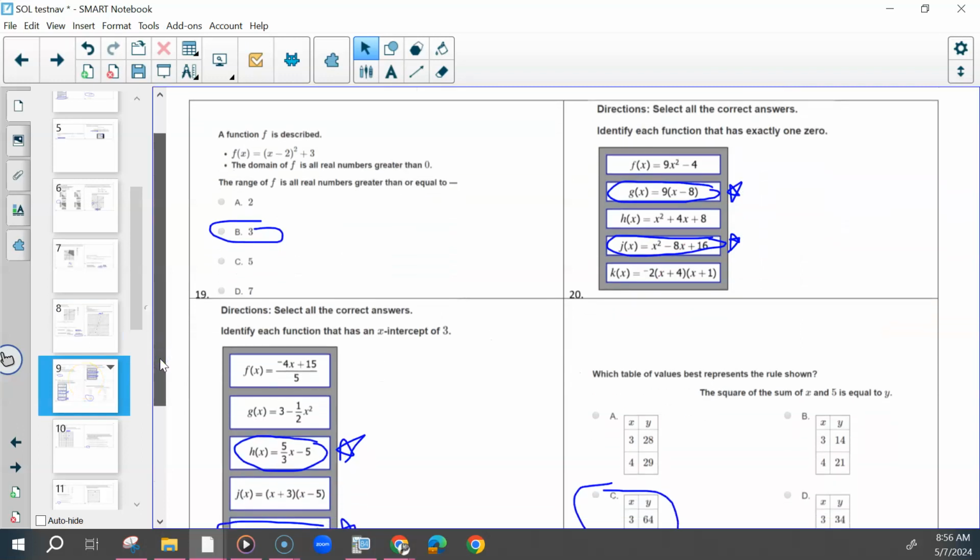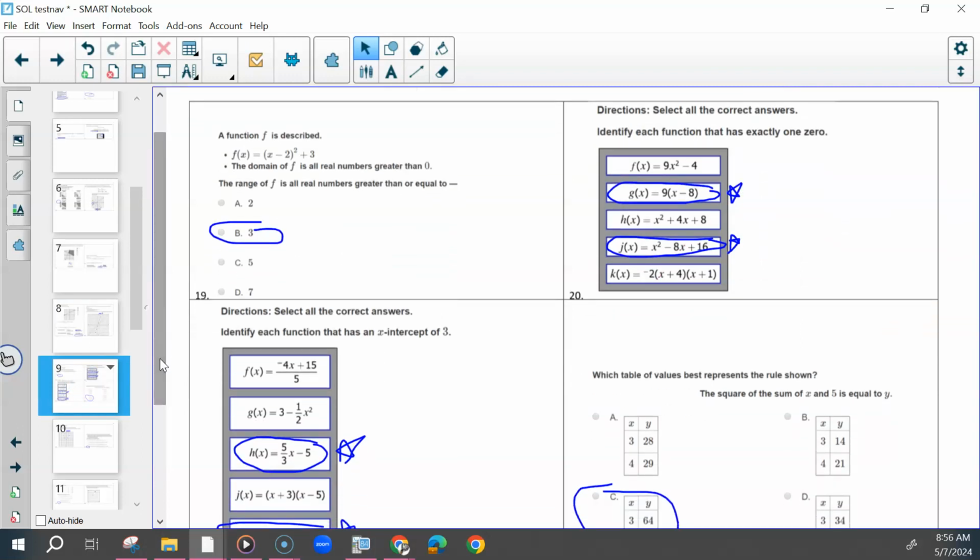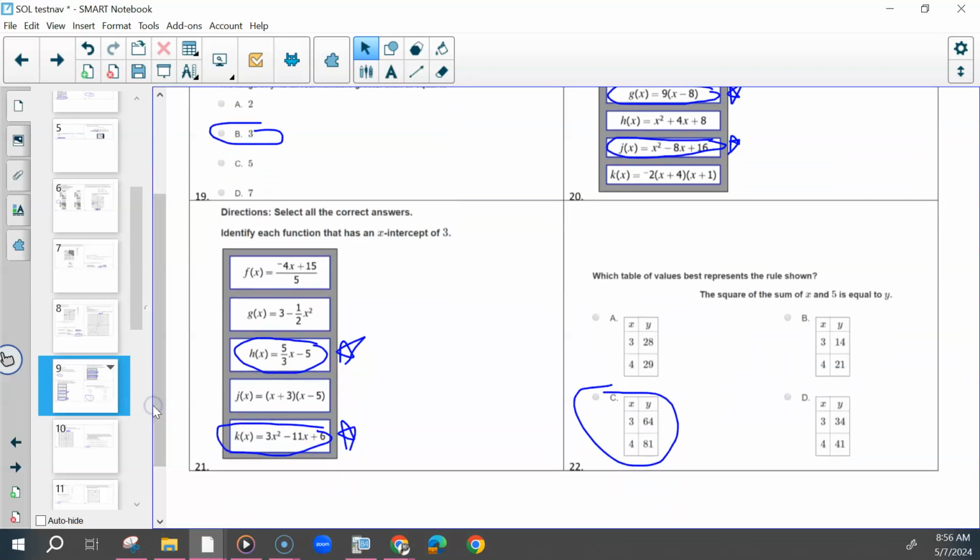19, if you put this into Desmos, you could look at your graph to find the domain, which would be greater than or equal to 3. 20 and 21, if you put those into Desmos or the calculator to look at the graph, which one has exactly 1, 0 is where it crosses the x-axis once. So g of x and j of x, those functions.